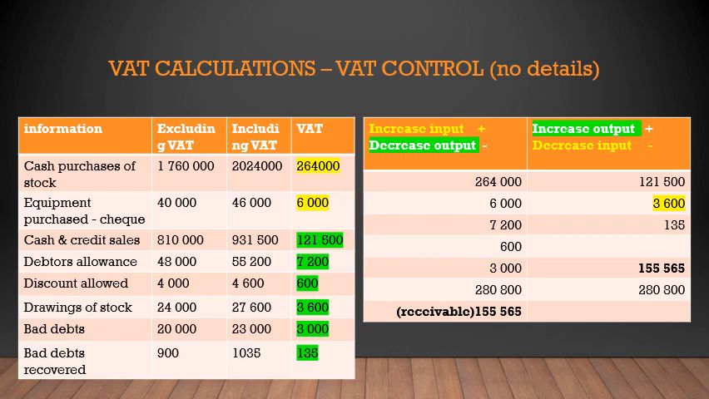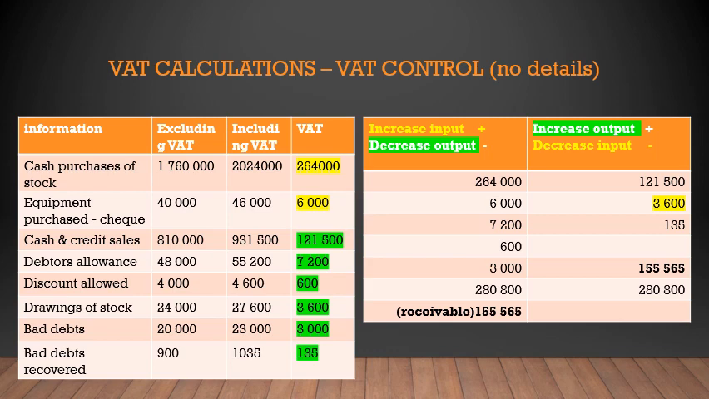When you are doing the VAT control, you need not write details, unless the question says prepare a VAT control which is detailed. If the question simply says calculate amount payable or receivable from sales, you just do your T account. On the debit, you record anything that increases input and decreases output. On the credit, anything that increases output and decreases input. I have given my question on this side, then the answer on the other side. We have information excluding VAT, including VAT, and the VAT amount.